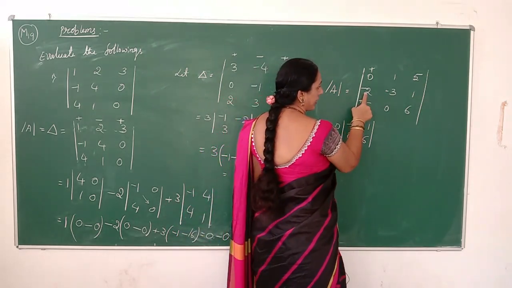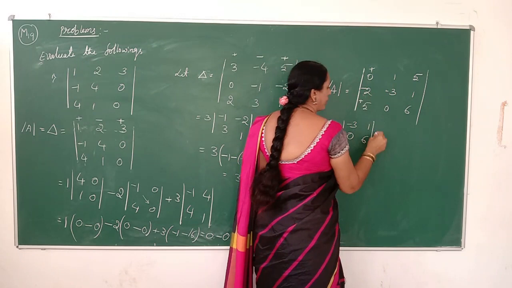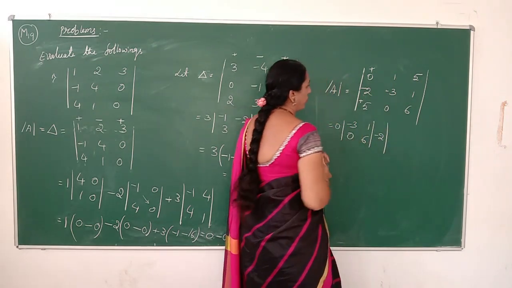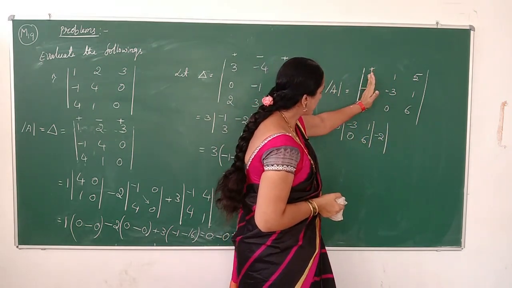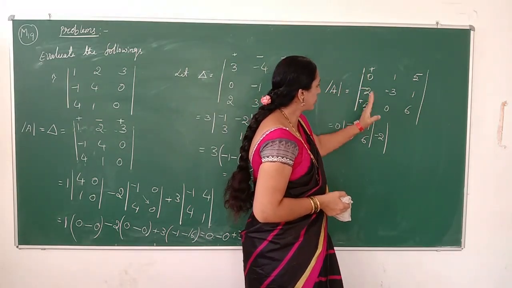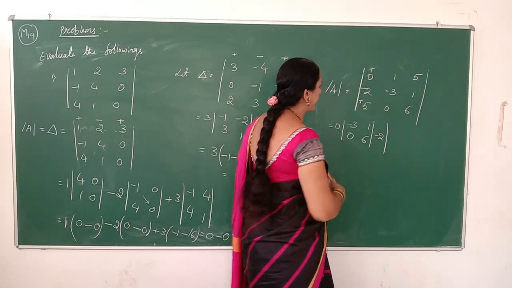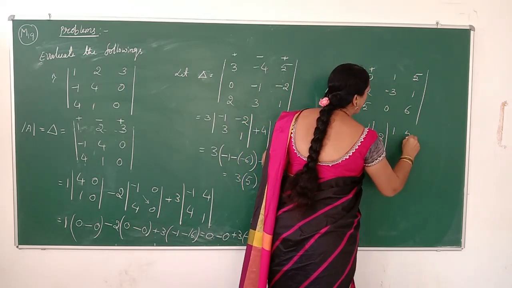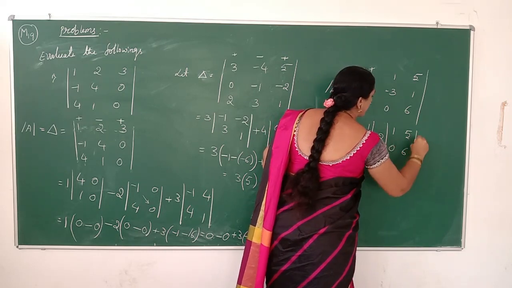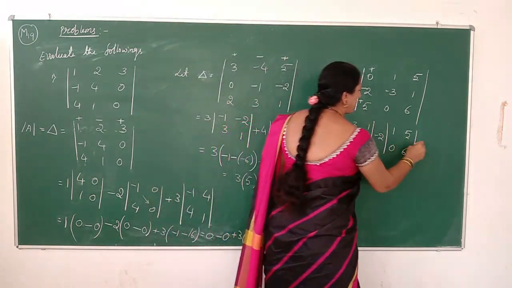Come to the second element in the column. I am not going row wise, I am going column wise. So minus 2. Minus 2 is an element of the first column, second row. These elements get neglected. Remaining is nothing but 1, 5, 0, 6. And the third element is 5.